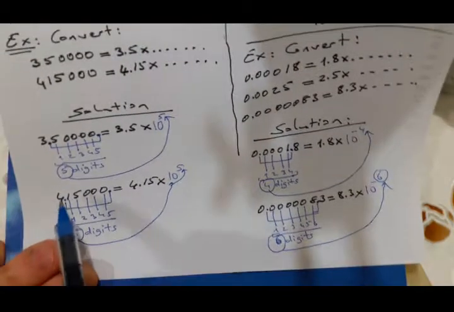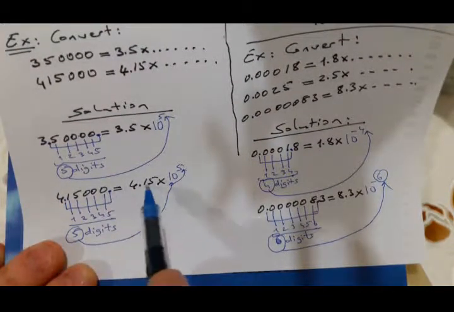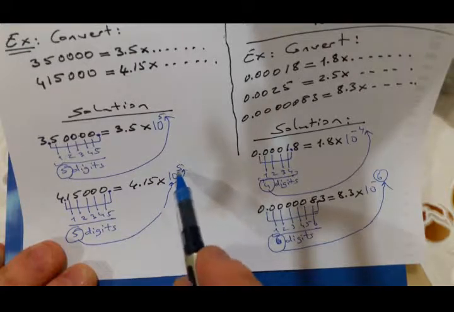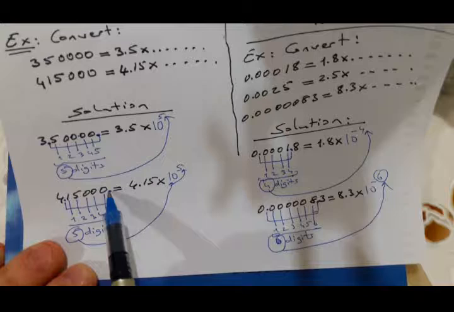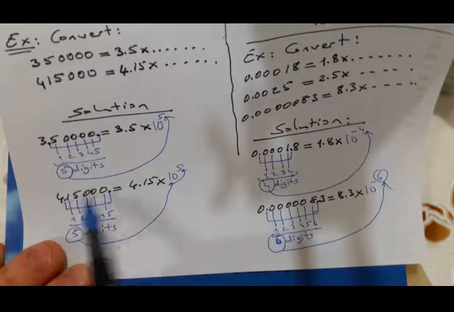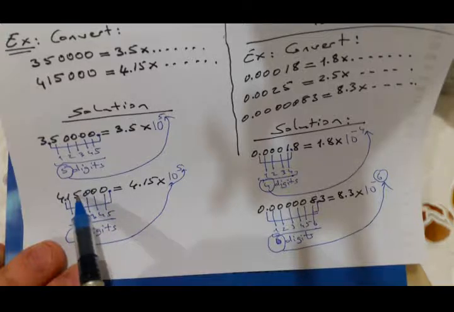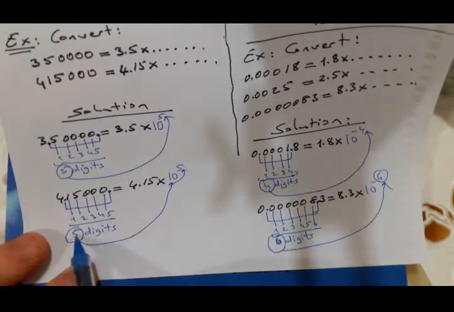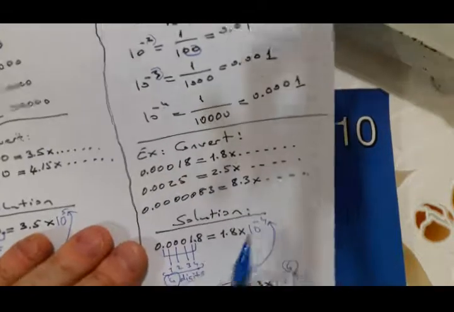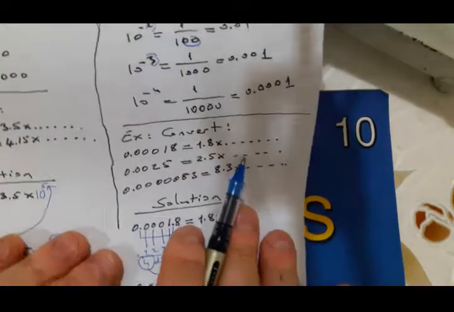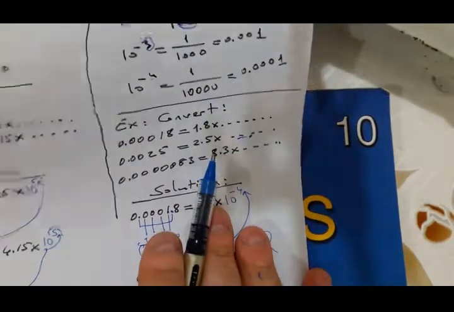Next one: 415,000 is equal to 4.15 times 10 to the power of what? Again, you carry the point from there to between 4 and 1. Count 1, 2, 3, 4, 5 digits. There are 5 digits, which means it must be power of 5. You can use very similar logic for converting the small numbers.